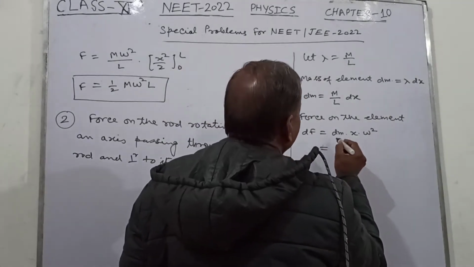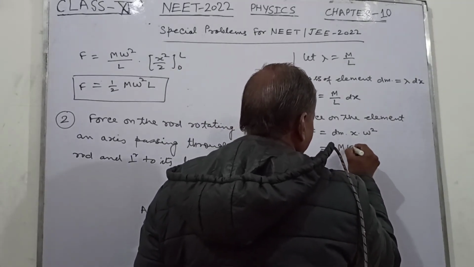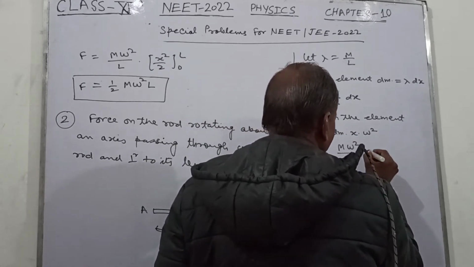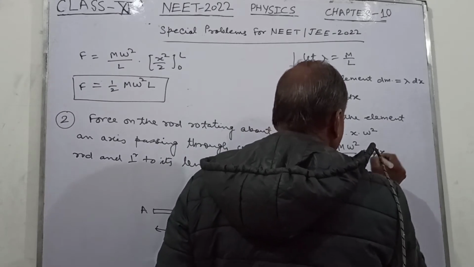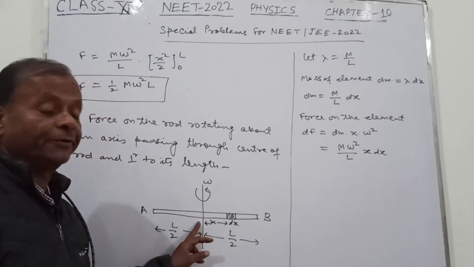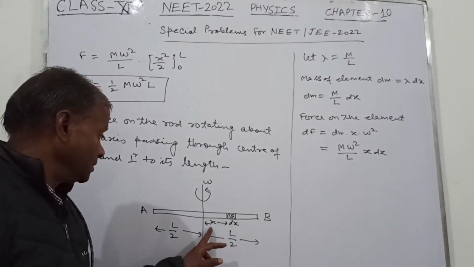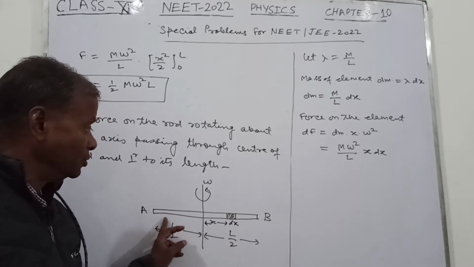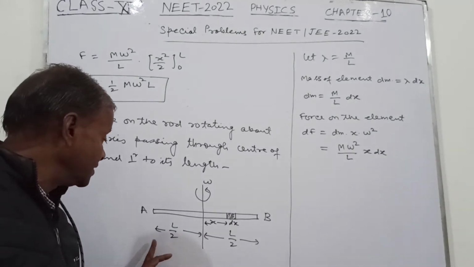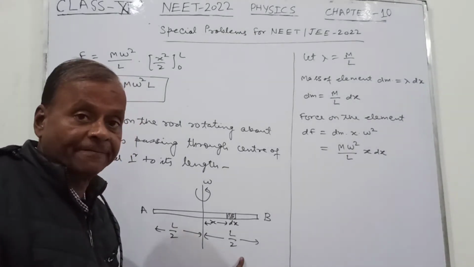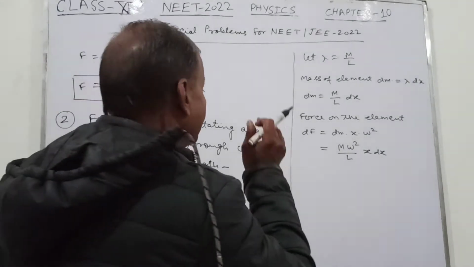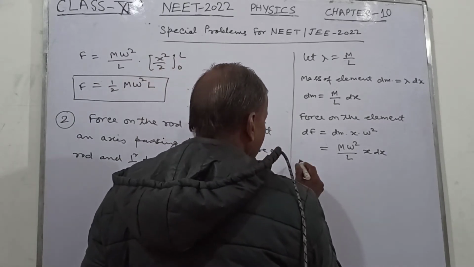So this is m omega square upon L into x dx. Now you see that this rod is pivoted at the center point. It means that x will also be on this side. So this will vary from L by 2 to L by 2. If we take this side to be minus, then this will be plus, so minus L by 2 to plus L by 2. So now we have the force on the rod.